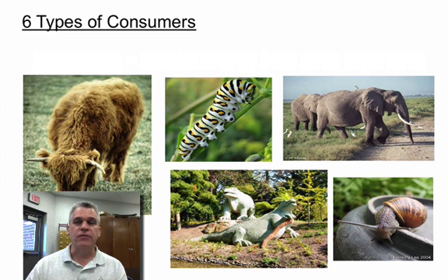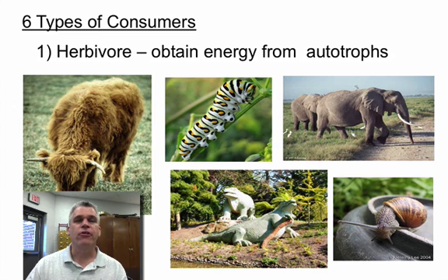If you take a look at these organisms here, they're all eating plant material. So what would we call these? That's right, they are herbivores. They are organisms that will obtain their energy from some kind of autotroph. Mostly it's going to be plants, but again it could be some other microscopic organism that can carry out photosynthesis.